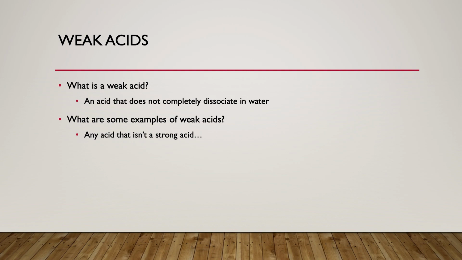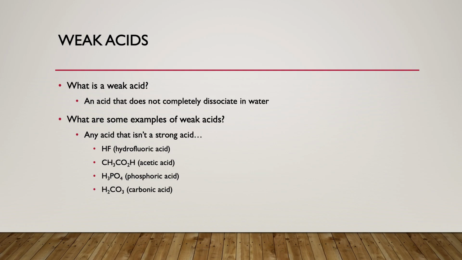Some common examples of weak acids, which for the most part are just anything that's not a strong acid. This is by no means a comprehensive list. These are just some common ones, like hydrofluoric acid, phosphoric acid, carbonic acid. These are all weak acids. Most of the time in lecture, we'll talk about the 6 or 7 main strong acids that we'll usually ask you to know. The reason we ask you to know those is mainly because if it's not a strong acid, it's a weak acid. And the weak acid list is much, much longer, so it's easier to know the strong ones and then know that everything else is a weak acid of some kind.